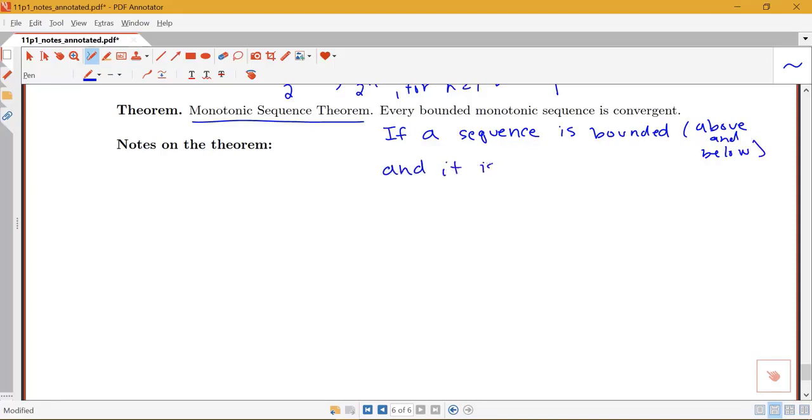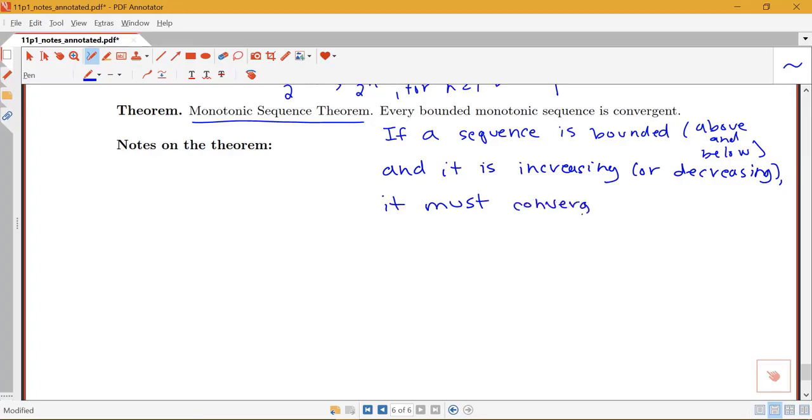and it is either increasing or decreasing, it must converge. That's what this statement is saying. So if you have the properties of being bounded and monotonic, bounded being staying within some strip and either being increasing or decreasing, the sequence must converge. So let's just draw a picture and think about why that is.